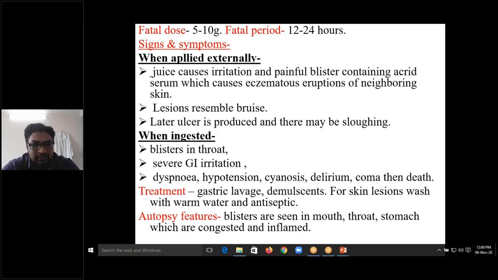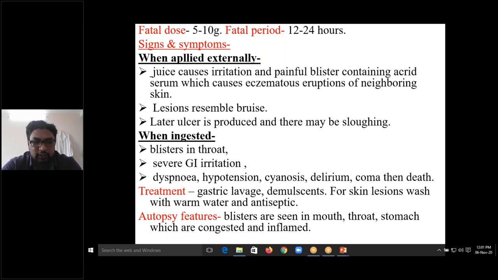When this plant is ingested, blisters in the throat can be produced. It can cause severe GI irritation, dyspnea, hypotension, cyanosis, delirium, coma, and then death. So mostly GI symptoms along with CNS symptoms, and then we have some CVS symptoms also. Treatment is gastric lavage and demulcents. For skin lesions, wash with warm water and antiseptic solution.